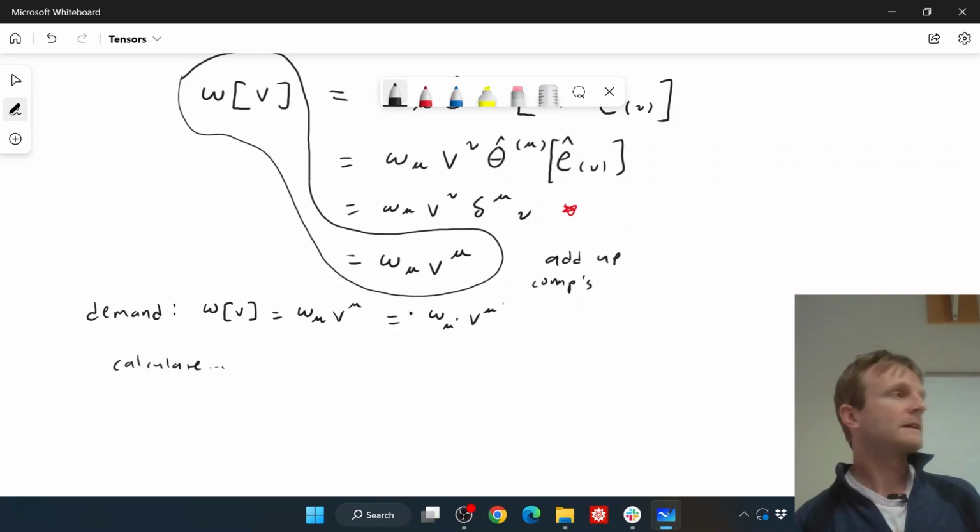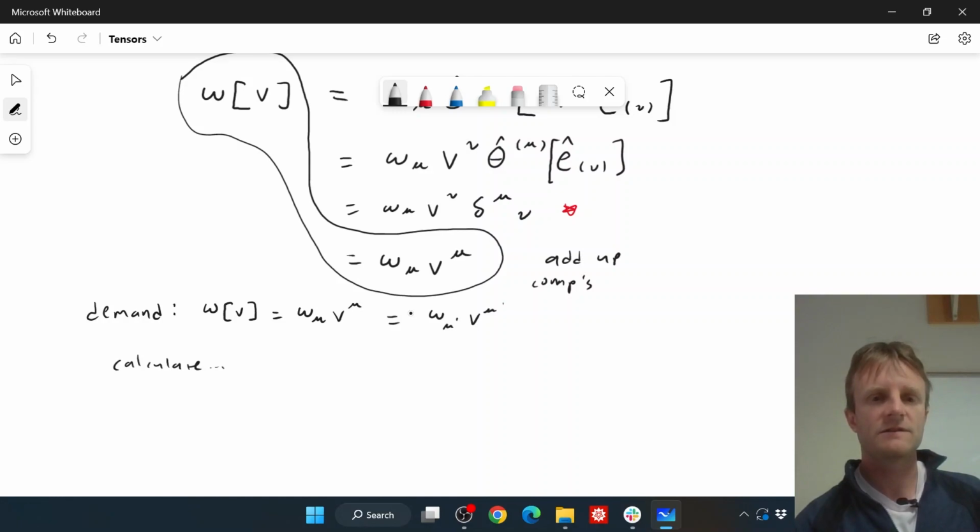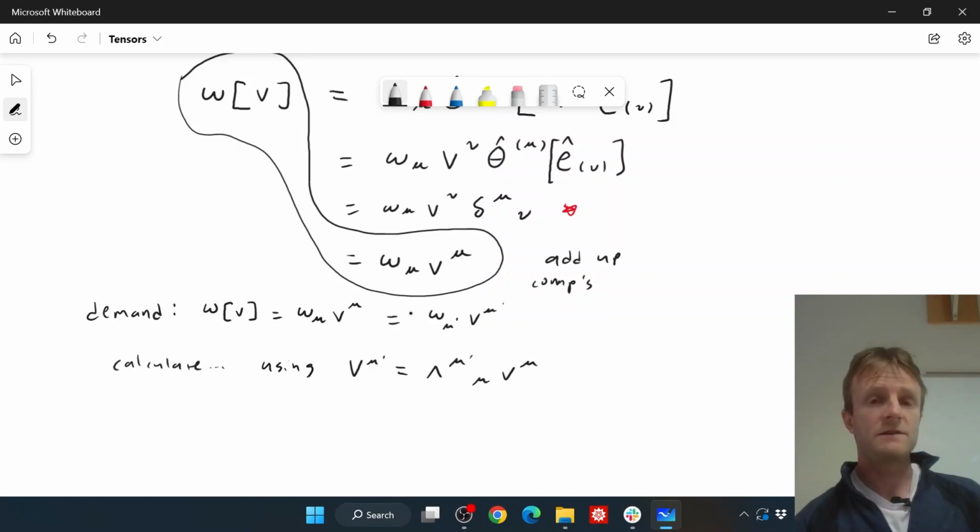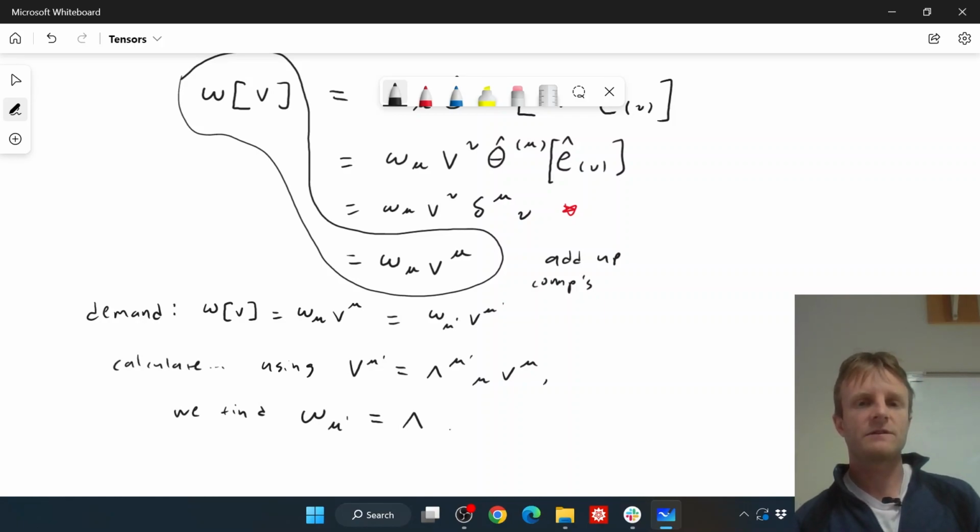It's not really worth doing in class. Very similar kinds of calculations. So then using v mu prime equals lambda mu prime mu v mu, which we already knew. That's the transformation law for the vector components. We find omega mu prime equals, and now the lovely thing about this is I can just follow the notation. I need a lower mu prime to match upper mu omega mu.